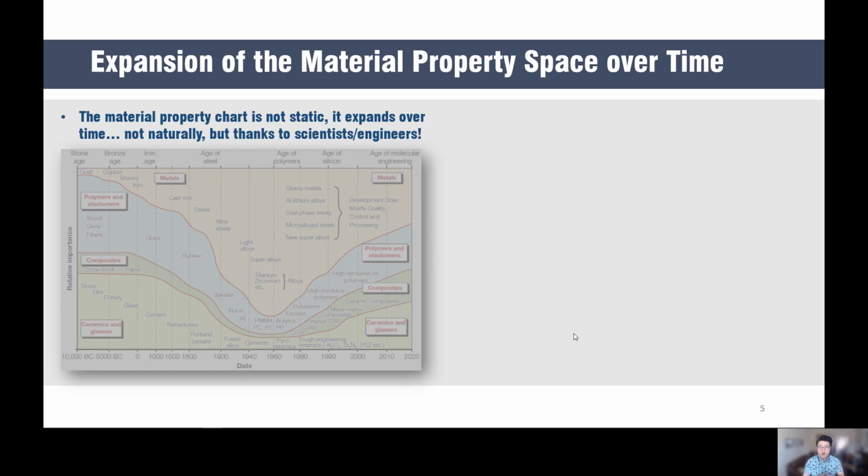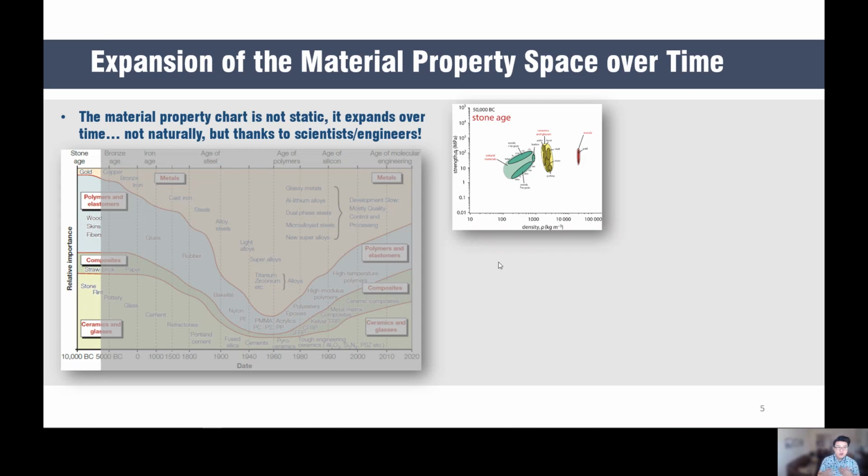To give you an example of how material properties have expanded throughout history, we can look at this chart, which has date on the x-axis and, on the right axis, the relative importance of materials. In the very early age, the Stone Age, the majority of the materials were made out of ceramics and glass. We have some polymer, but at this time we don't call it polymer, we call it natural materials. We have bone, skin, fiber, so maybe a lot of material made out of leather, right?